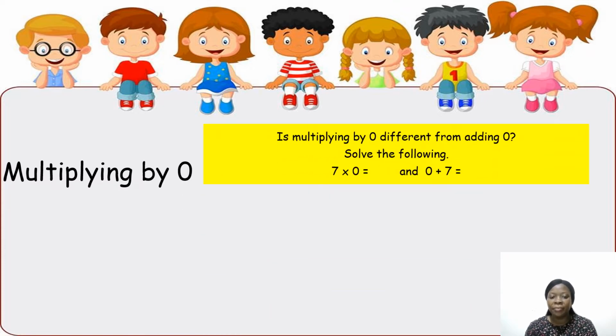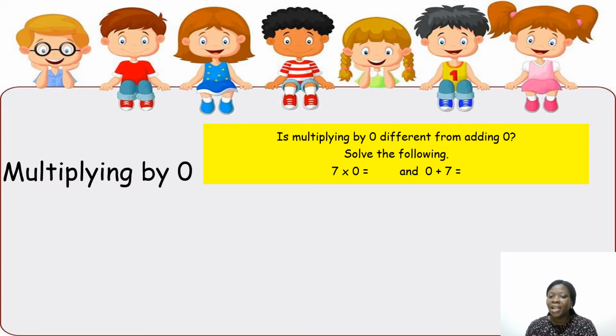Multiplying by 0. I have a question for you here, which I would like you to pause the video and have a go. Is multiplying by 0 different from adding 0? Solve the following calculations. 7 multiply 0 and 0 plus 7. When you are done, click continue and see if your answers were correct.